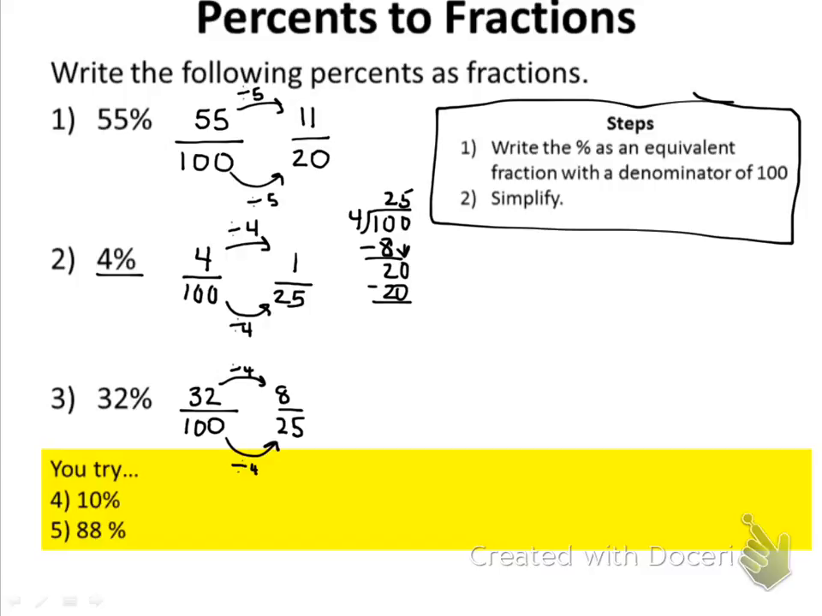Now it's your turn. Give number 4 and 5 a try. If you can't fit them on your guided note, that's no problem. Just work it on the next page in your notebook.